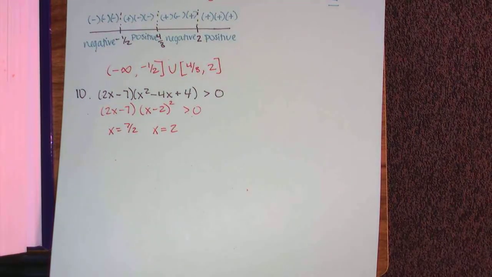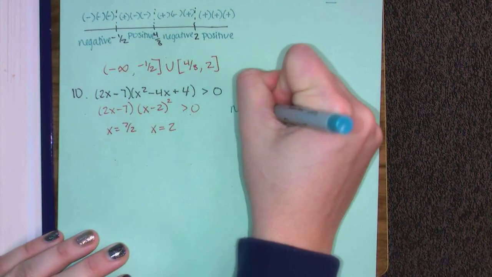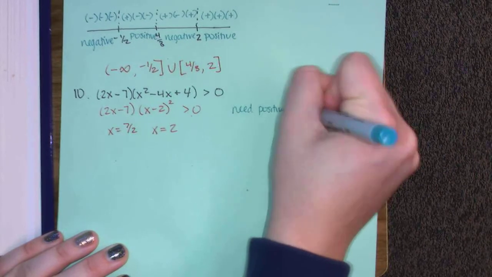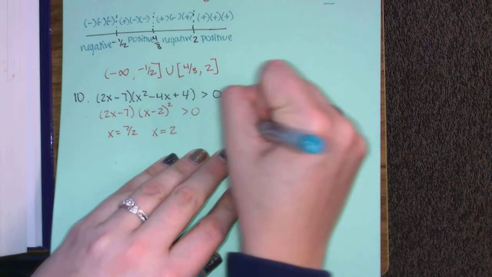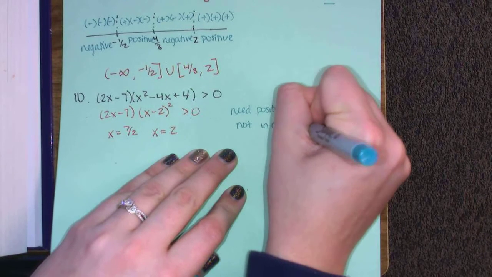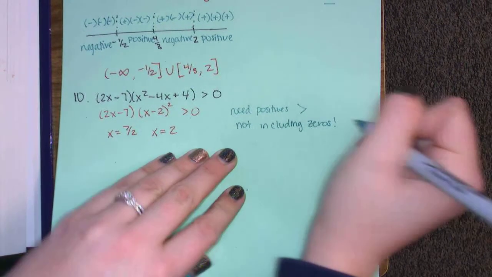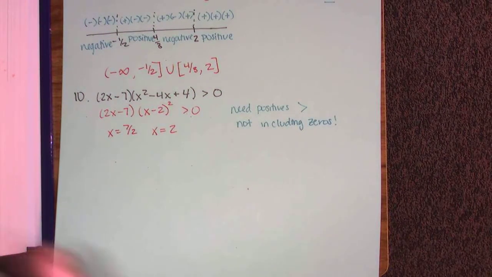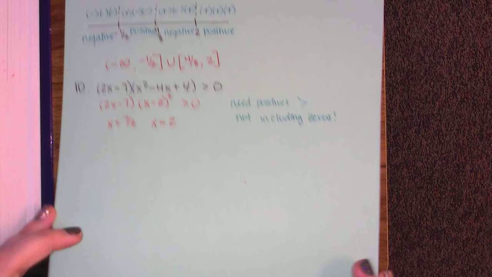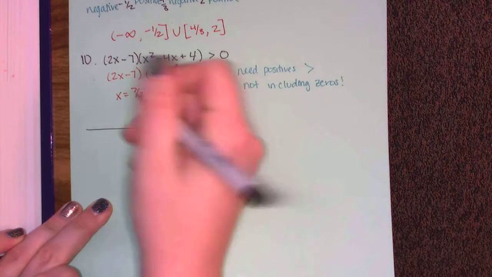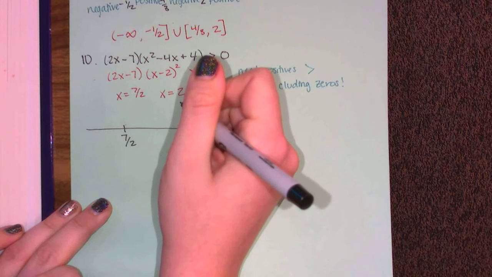Okay, what do we notice about the sign? What am I looking for? It's greater than, meaning I'm looking for what values? Okay, I need positives because it's greater than, and I am not including zeros. Because it's not greater than or equal to, it's just greater than, so these ones are going to be in parentheses.